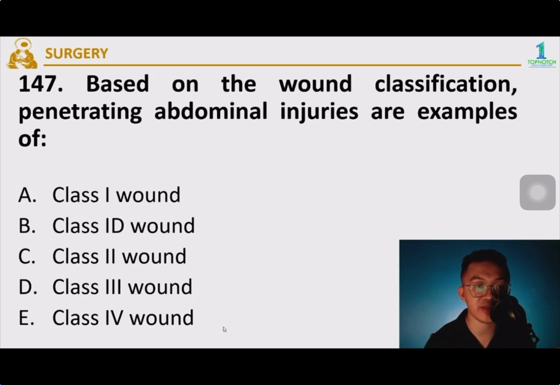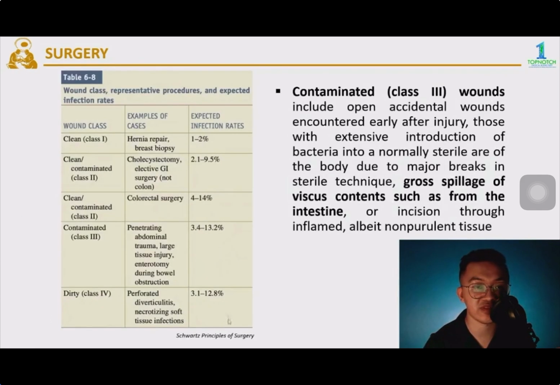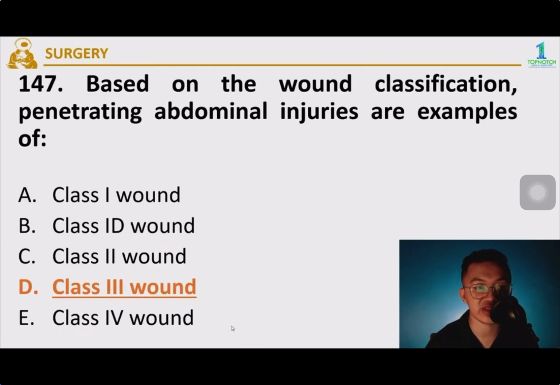147, based on wound classification, penetrating abdominal injuries are examples of. So penetrating abdominal injuries are examples of contaminated wounds. Along with it, you have your large tissue injury, enterotomy during bowel obstruction. You have clean for hernia repair, clean contaminated for controlled entry into the GI tract, such as your cholecystectomy or elective GI surgery. If you do colorectal surgery, that's the different type of class 2. For class 3, as I have mentioned, again, penetrating abdominal trauma. For class 4, you have perforated diverticulitis, necrotizing soft tissue infections, and these are all considered dirty. So 147, it's letter D.